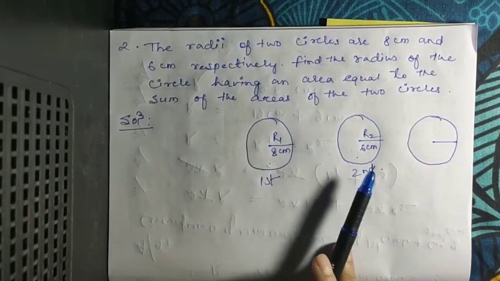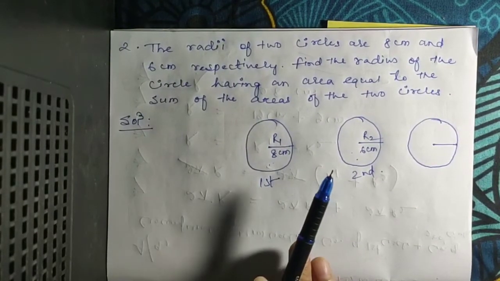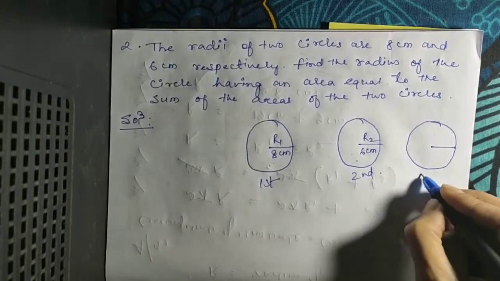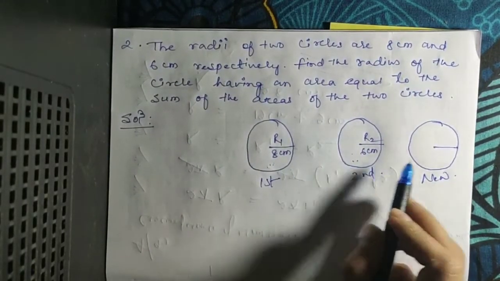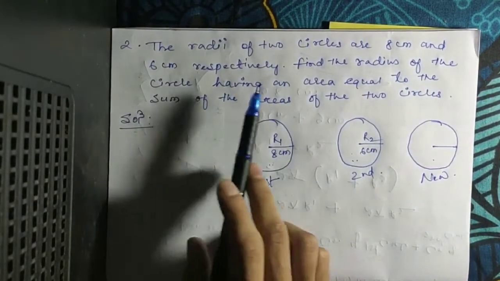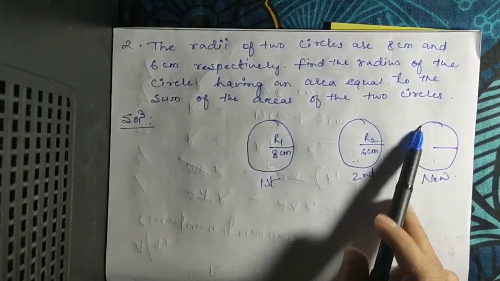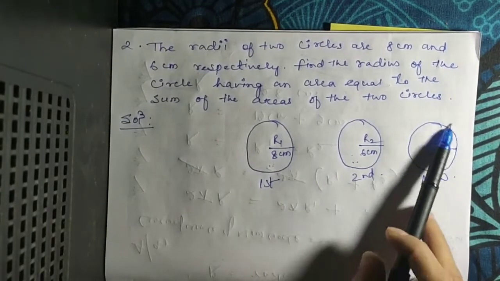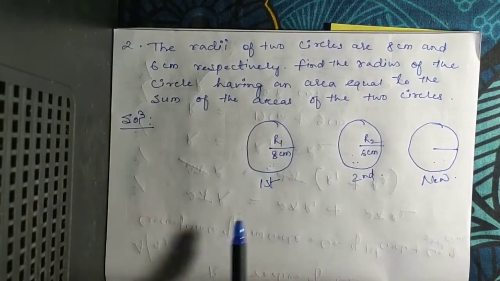Now it is somewhat relevant to the previous sum. In the previous sum it was about circumference, but here it is about the area. This is the first circle, second circle, and this is the new circle. So the area of the first circle plus the area of the second circle is equal to the area of the new circle. We have to find the radius of such a circle whose area is equal to the sum of the areas of the first circle and second circle.